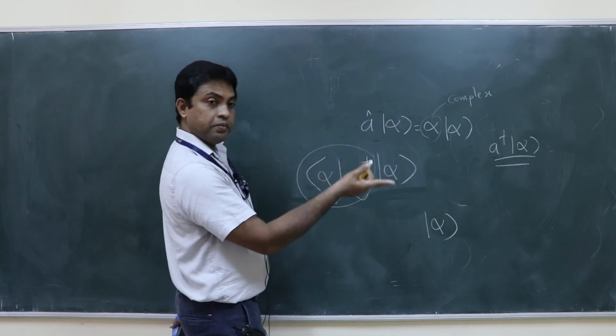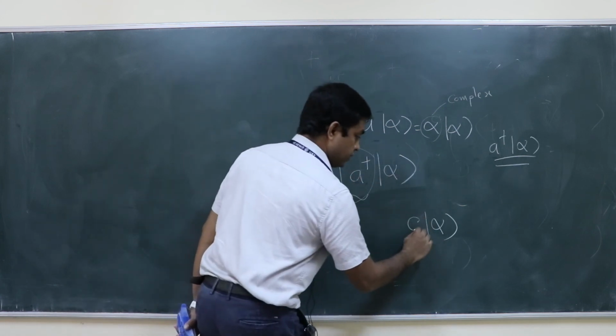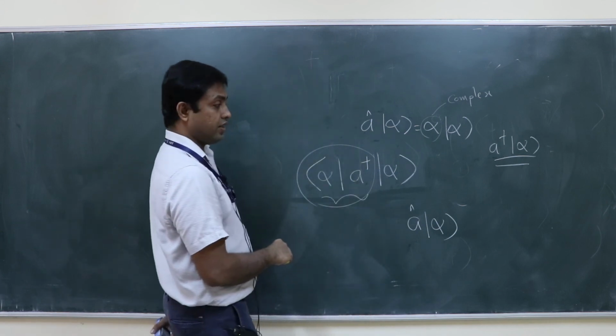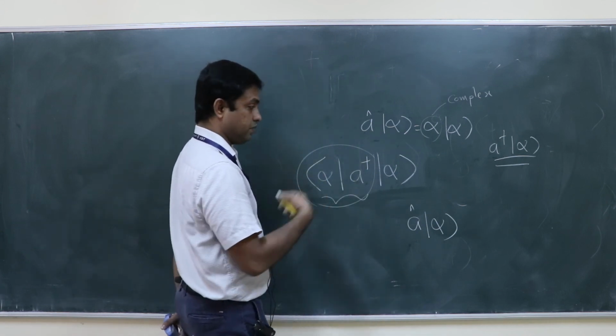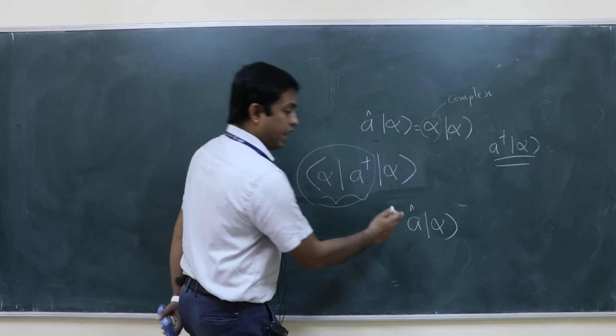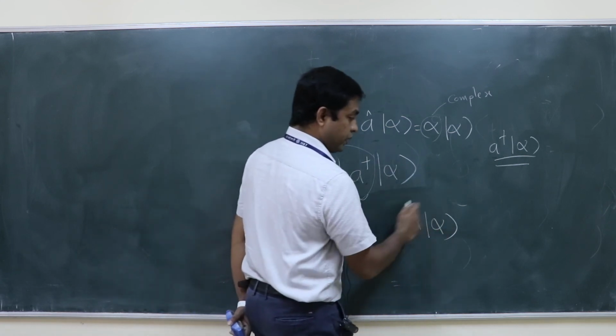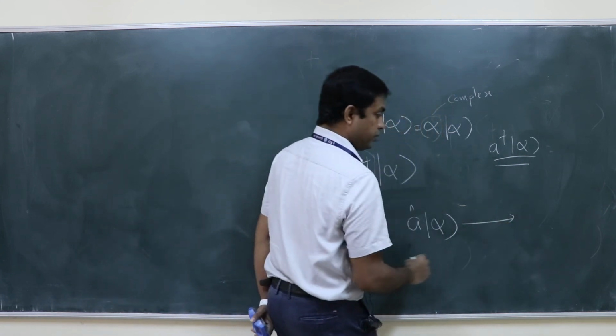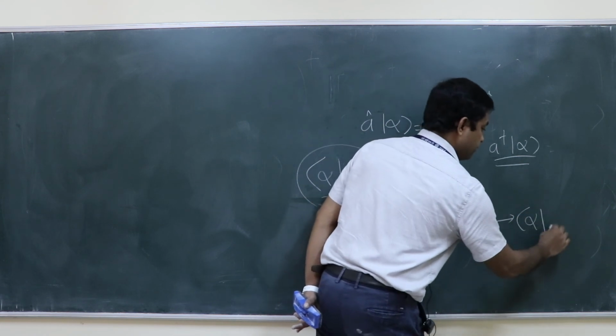A dagger will become A. So that is what we earlier said; I was saying that 2-3 times. A acting on ket alpha in the ket space is equivalent to bra alpha A dagger.